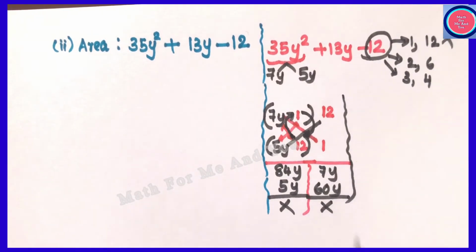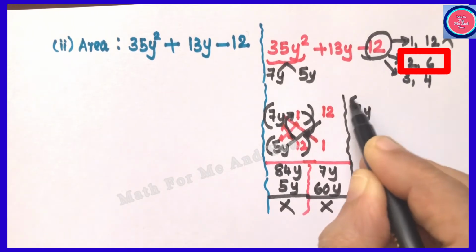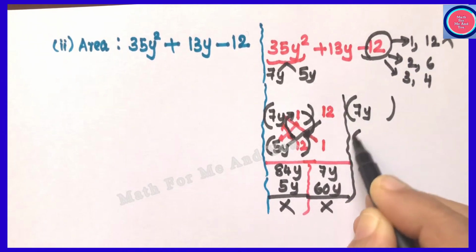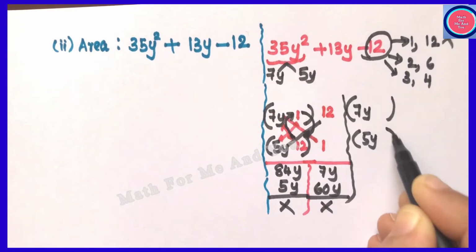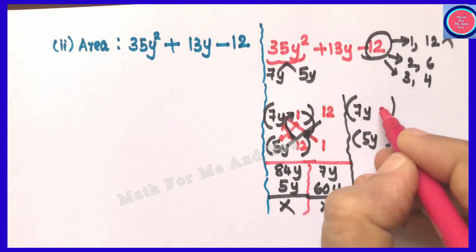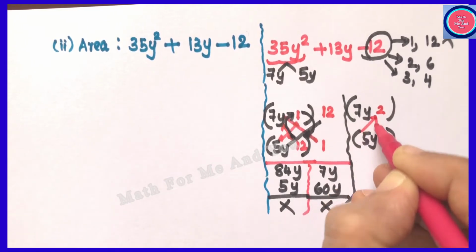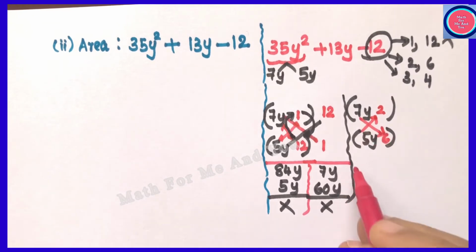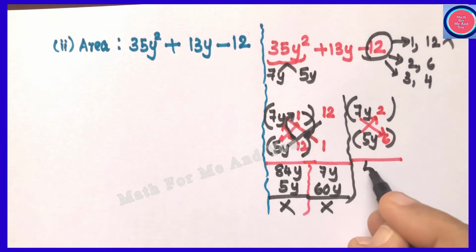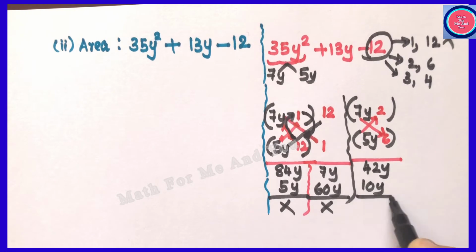Next, we try with 2 and 6. So this time we write 7y with 2 and 5y with 6. Second pair of factors of 12, they are 2 and 6. Cross multiply and check. Now it's easy. See, we are going to cross multiply. 7 times 6, 42y. 5y times 2, 10y. Sum and difference. Do we get 13?